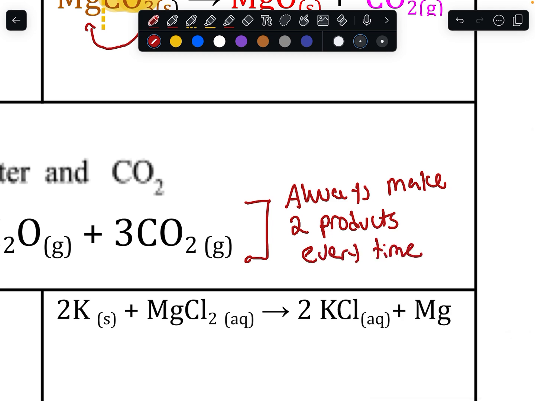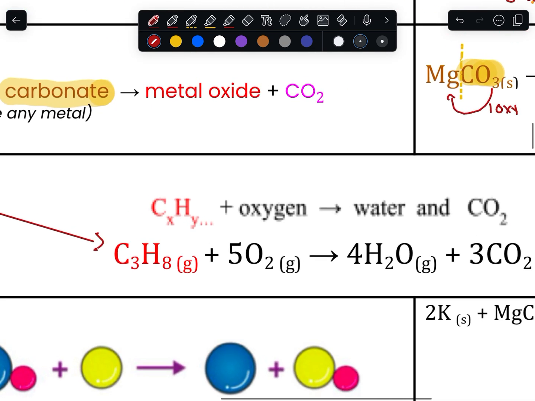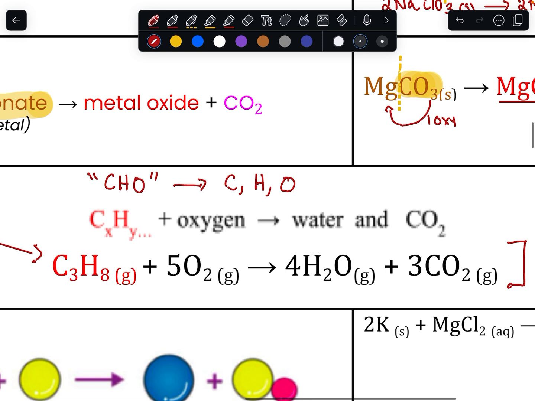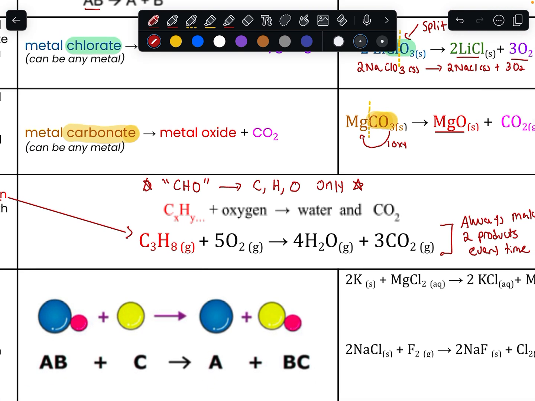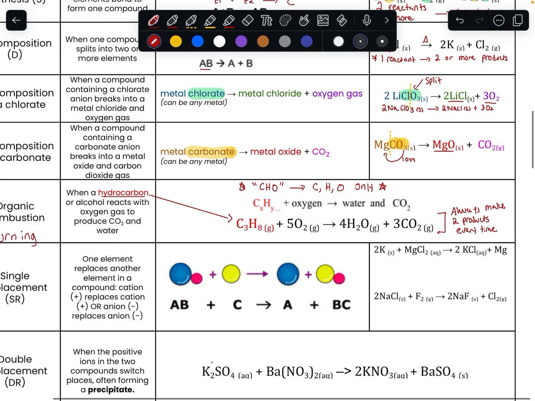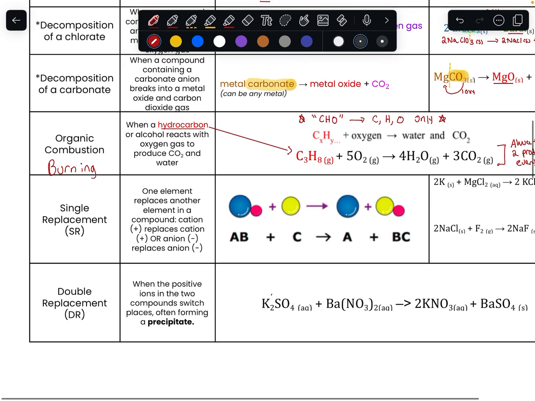Now, we also call this a CHO reaction, and I like to say that because, another hint to find this, these reactions only contain carbon, hydrogen, and oxygen. So if you're ever looking for this reaction, look for carbon, hydrogen, and oxygen only being present in the reaction. Okay, so that's organic combustion. Those are always your favorites to balance. So look for those difficult equations to balance, and it's probably an organic combustion.